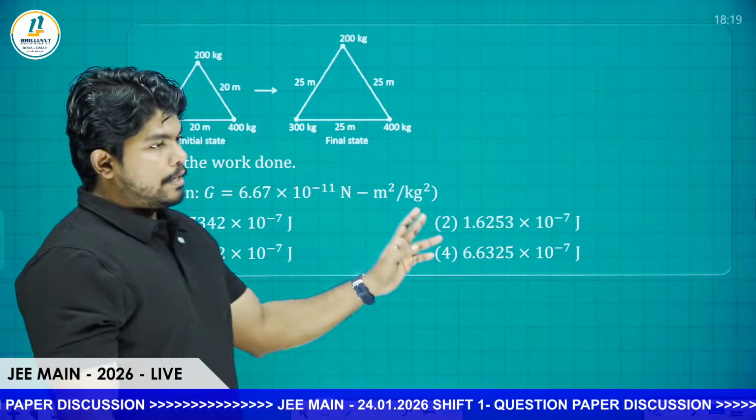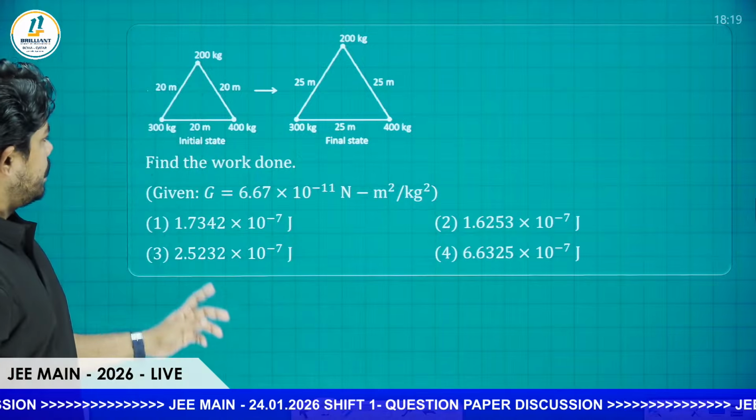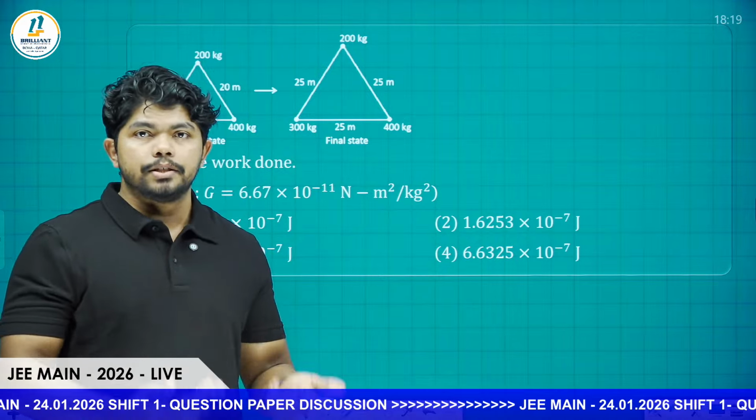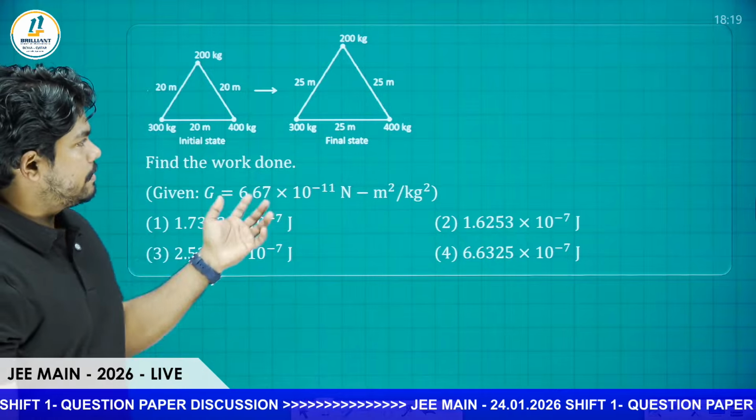And another question regarding gravitation, where we have to find the work done. So what is work done? Work done is nothing but the change in energy, or the energy exchange in a system, right?